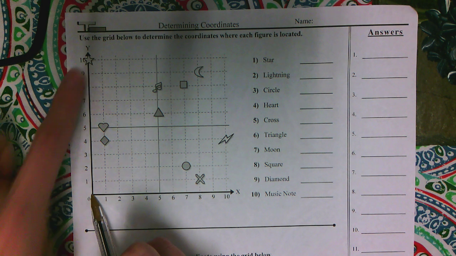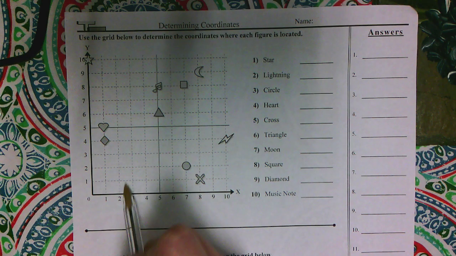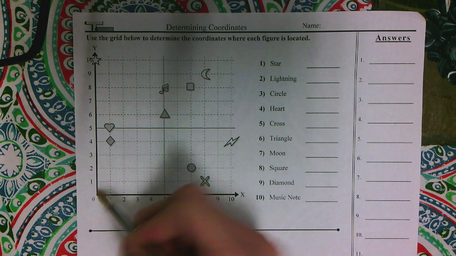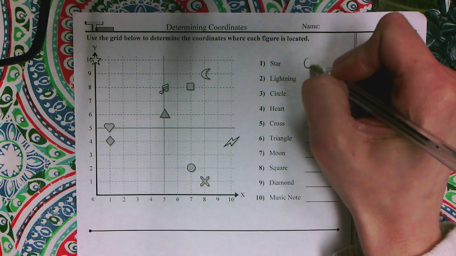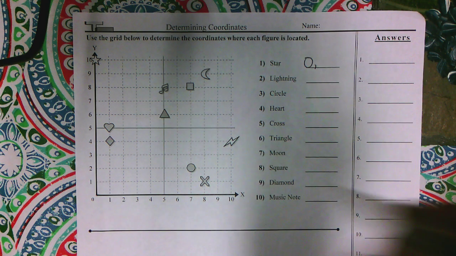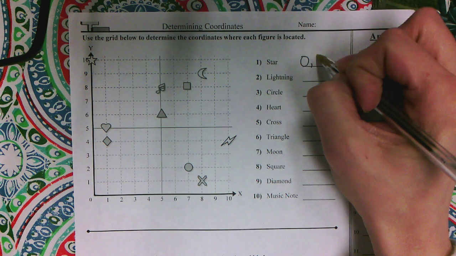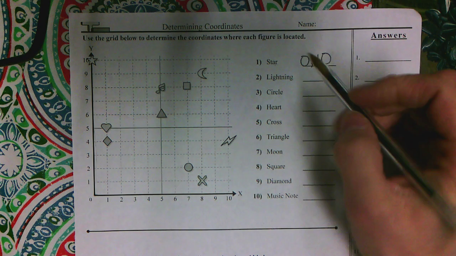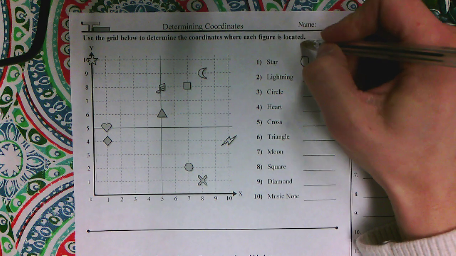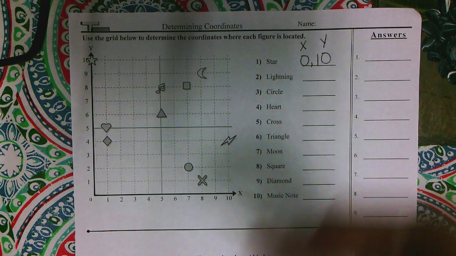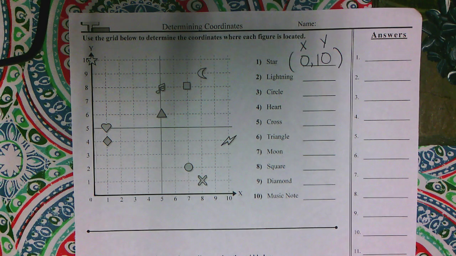And since the star is here, I don't need to go over anywhere because it's not going to get me to the star. So I know then that my X coordinate is 0. Okay. Now I'm going to see how many I had to go up, and I'm at 10. So the coordinate for the star is 0 and 10. So remember, the first one is your X and the second one is your Y. And then we can use these parentheses as well.